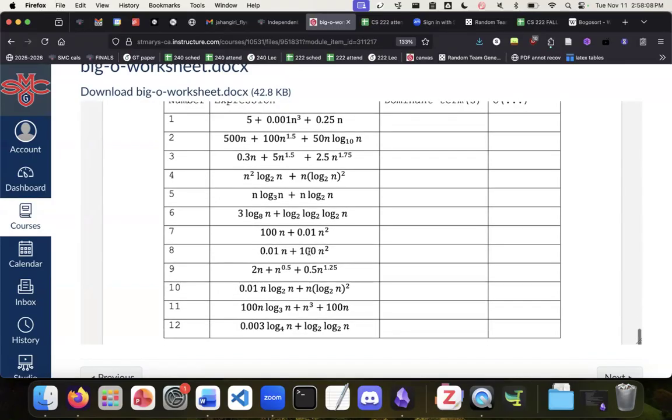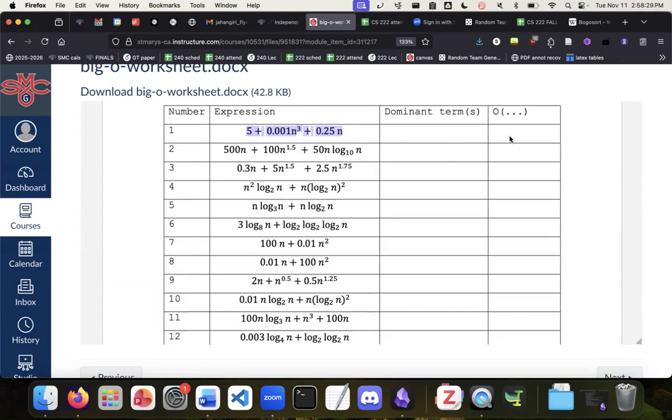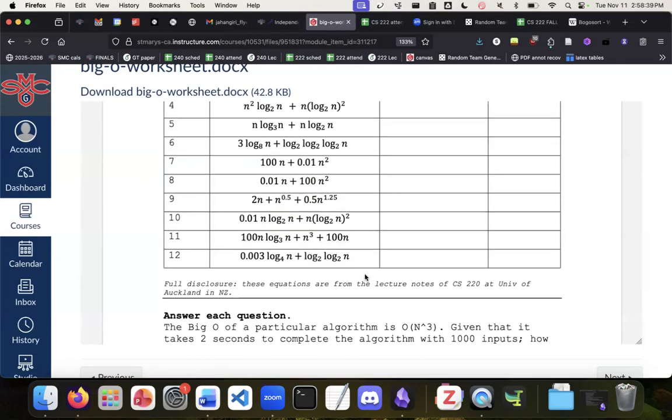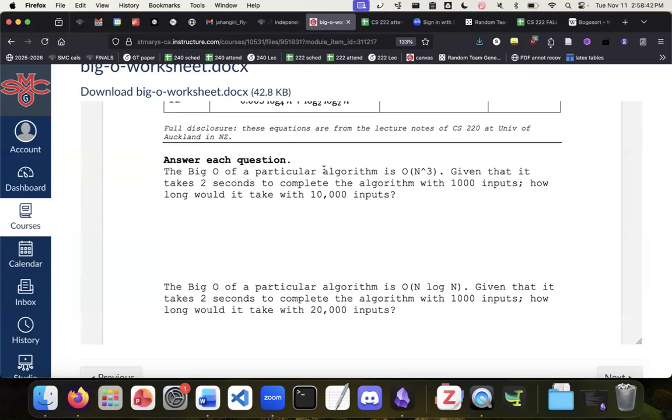I have a bunch of equations. What's the dominant term? For example, for the first one, what's the dominant term in that equation? 0.001 n cubed. And so this would be Big O of n cubed, because we throw away any of the other terms and just go with the highest power. And then I have more of those kinds of questions.